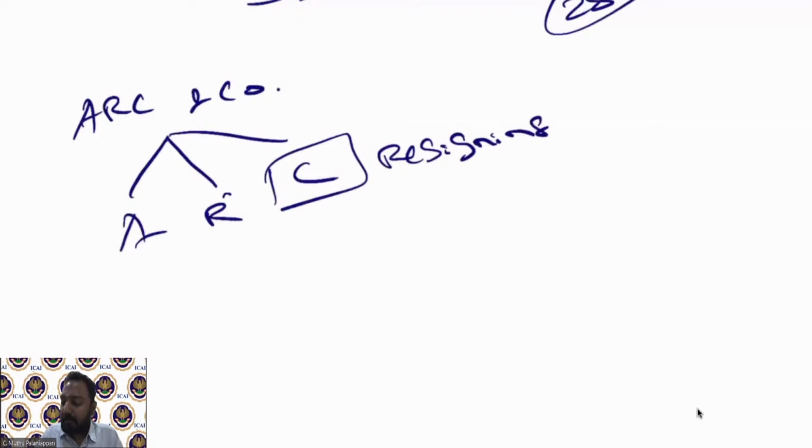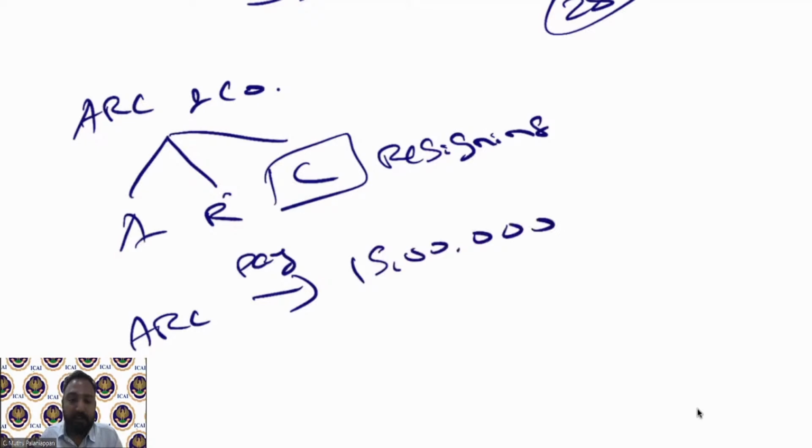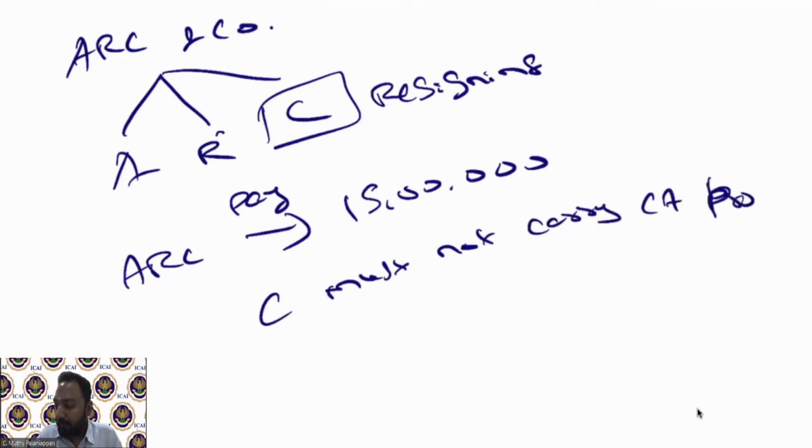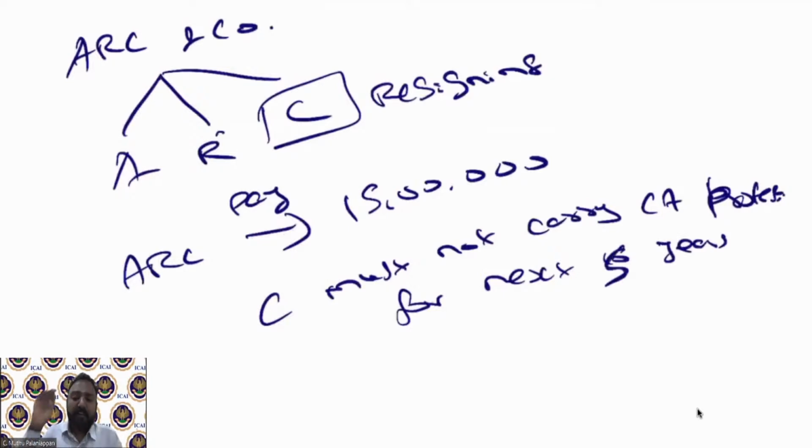This ARC says, I will pay you 15 lakhs. For what? C must not carry CA business, CA profession. C must not carry CA profession for next 10 years. Or let's keep it as 5 years. So for next 5 years, you are not supposed to do any CA activity. For that, I'll give you 15 lakhs, which means C is coming out of ARC and Co.